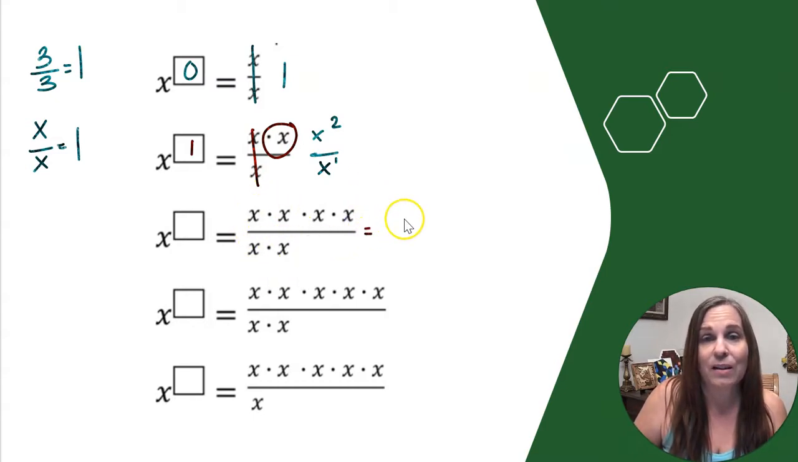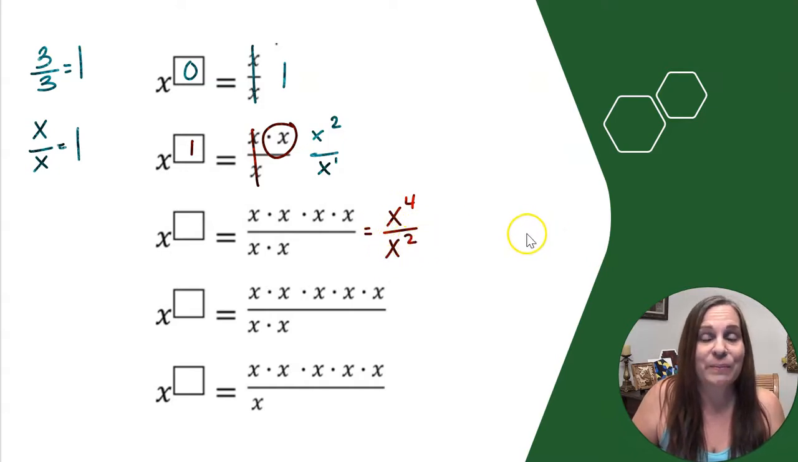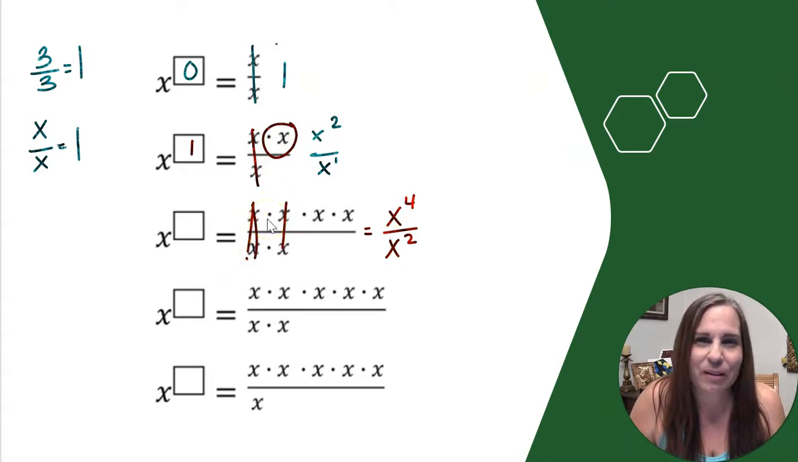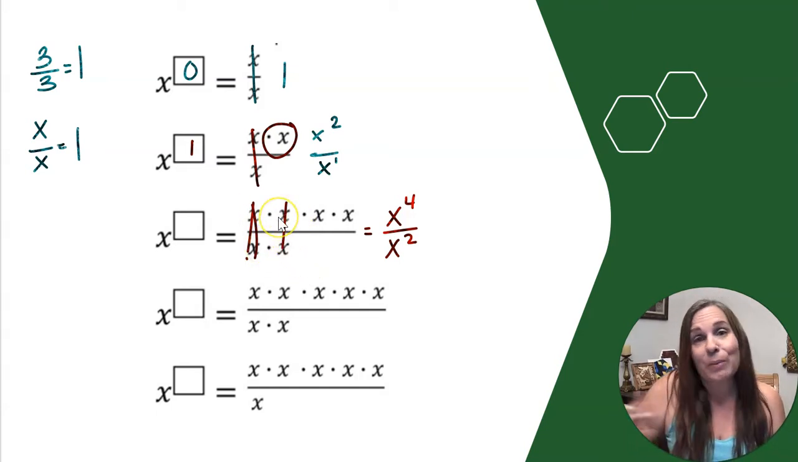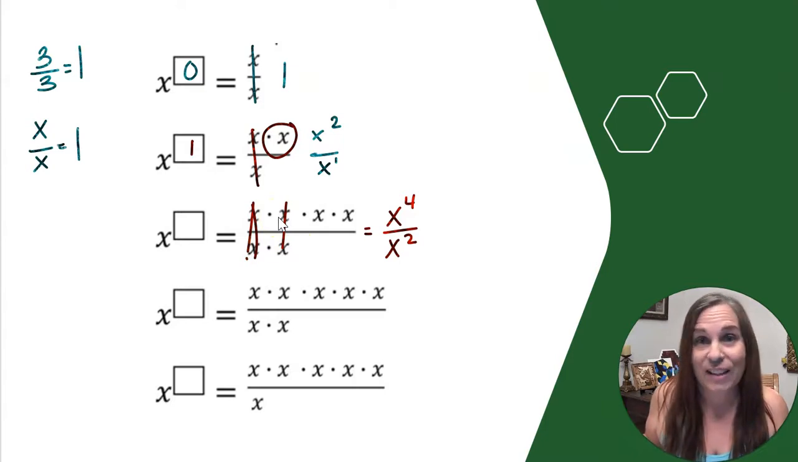But let me write what we've got. We've got x to the 4th on top, and we've got x to the 2nd on the bottom. I can cancel these because x divided by x is 1. And when we multiply by 1, it doesn't do anything, right? It's called the multiplicative identity, because when you multiply by 1, it doesn't change the answer. So what I've got left here are these 2 little x's over here, so x to the 2nd.